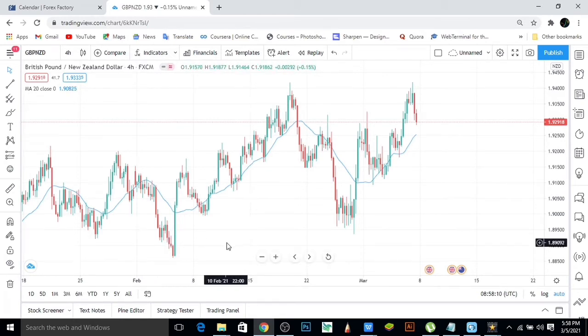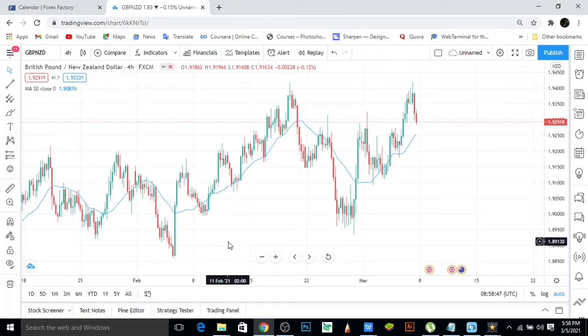But there are several ways to use moving averages in Forex, right? Moving averages can be used to determine trends. Moving averages can be used to give an entry signal for you to buy or to sell, to determine whether you're going to buy or you're going to sell, right? And you do that by using moving average crossovers. I'm going to talk about all of that now.